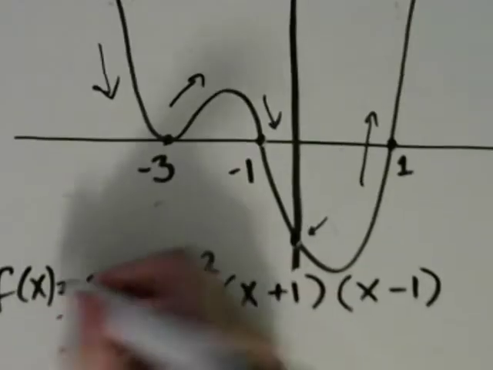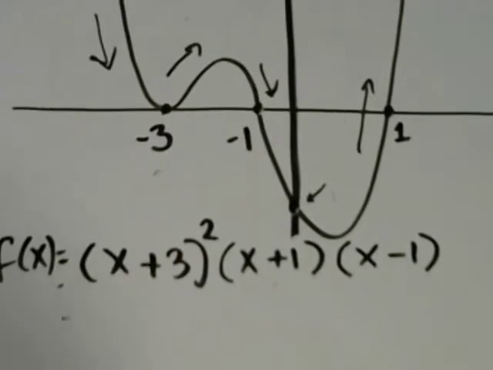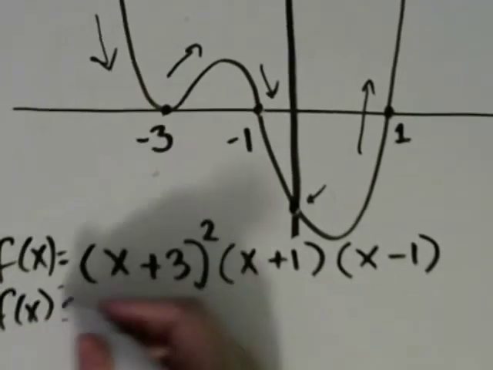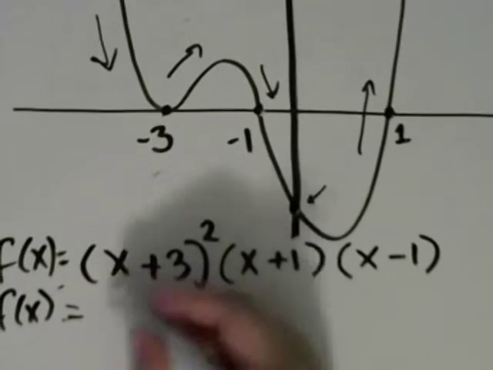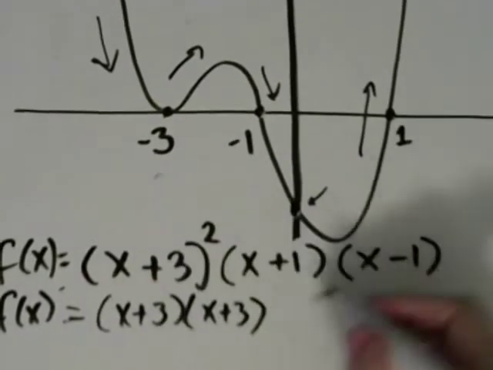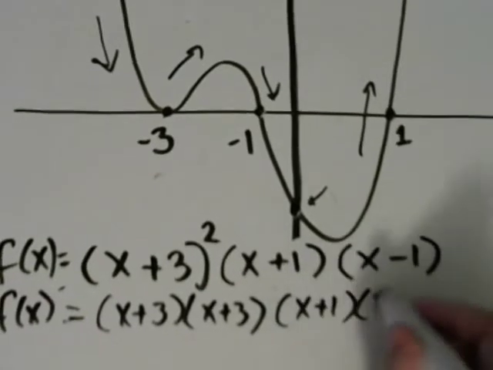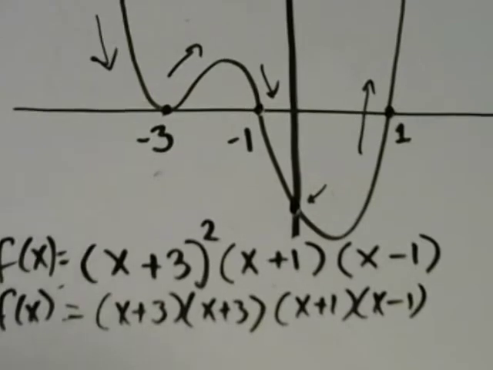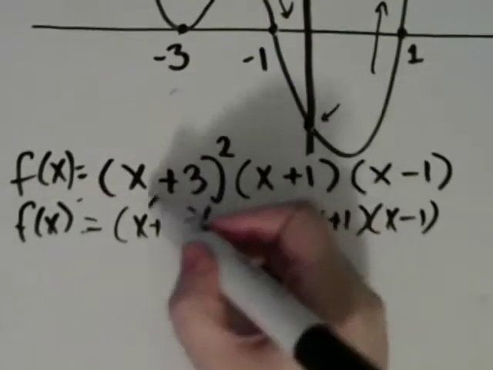From here, I just need to use the same skills from part 1 of the video notes, where I'm writing equations algebraically just by multiplying out the factors. And I want to do these in pairs. So I want to multiply x plus 3 times x plus 3 together. I want to multiply x plus 1 and x minus 1 together. And then I'm going to multiply the results of those products together.